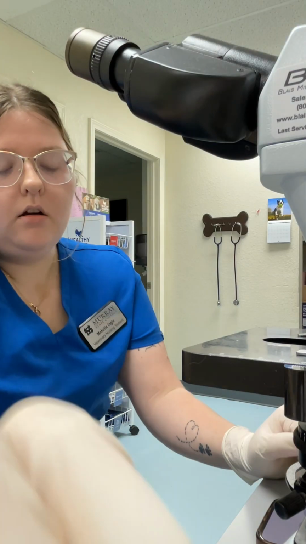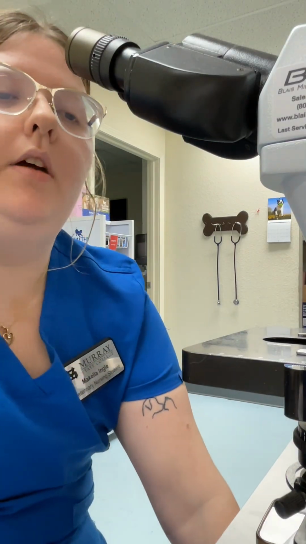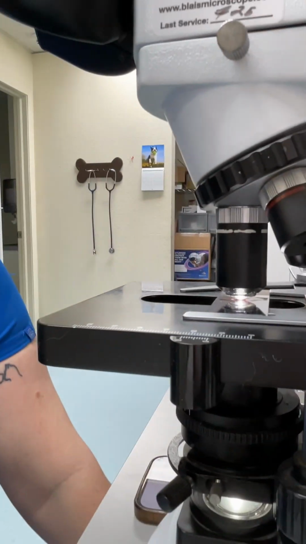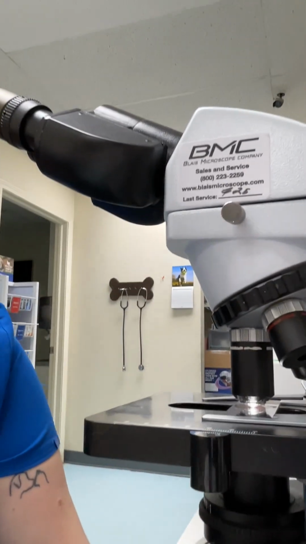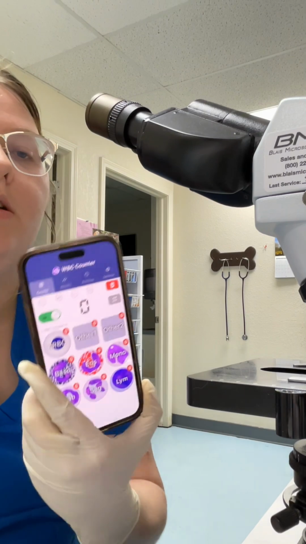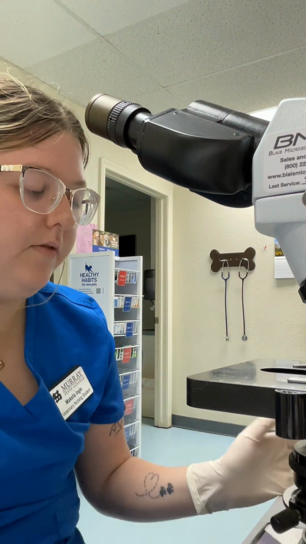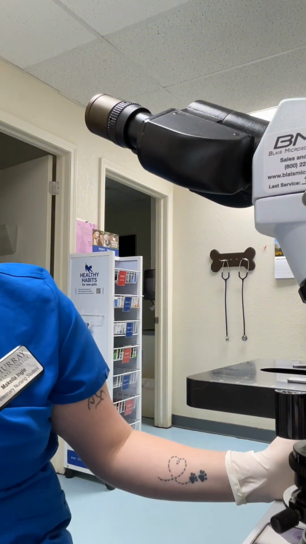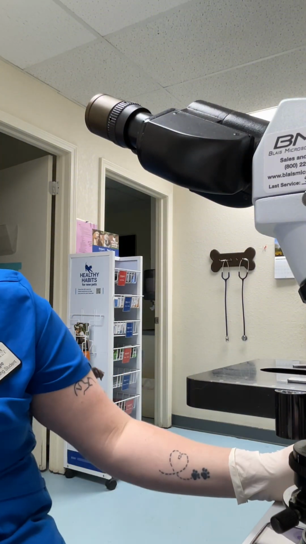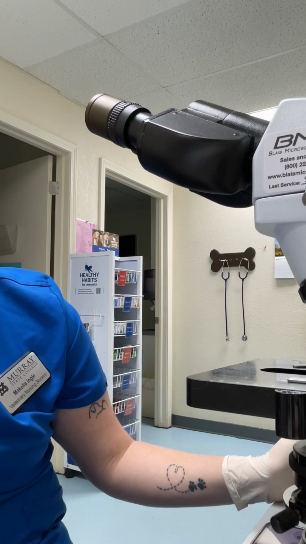Okay, now that our slide is stained and dry, and we're looking at it on the 100X, we're going to do our differential white blood cell test. So I have my white blood cell counter over here. I'm going to count to 100 of the different white blood cells, and then we're going to do the absolute white blood cell count, where we take the total count times 10,000.